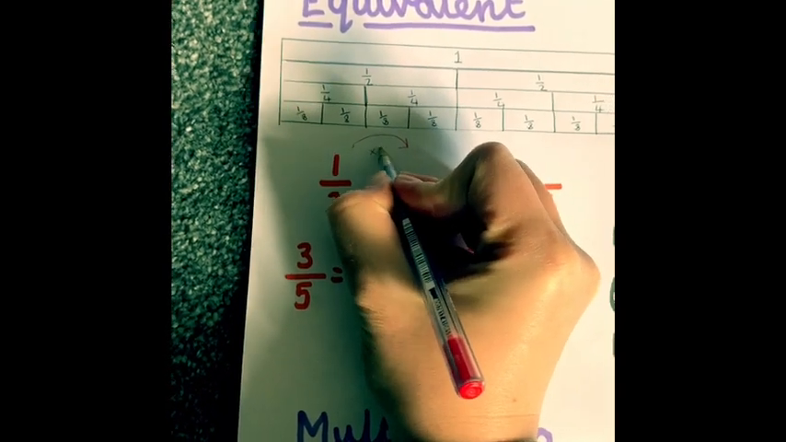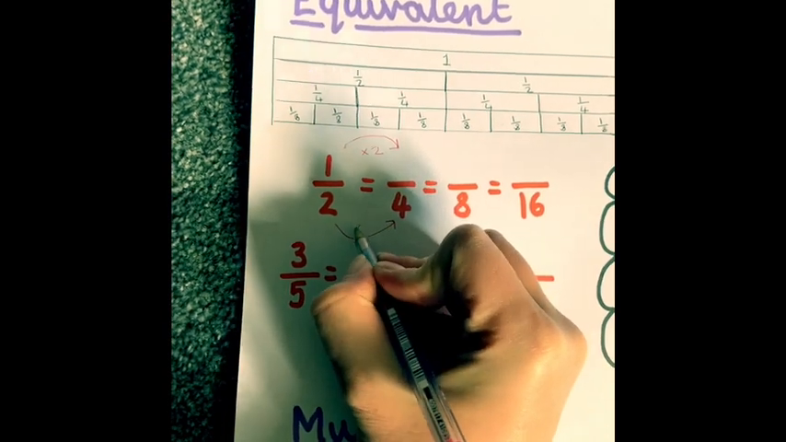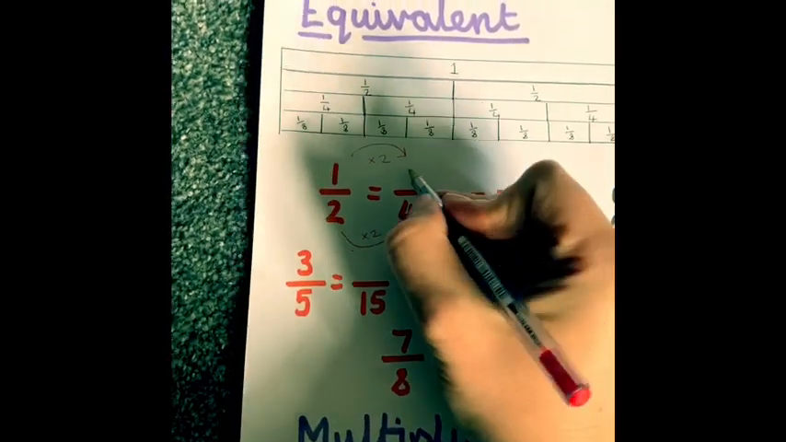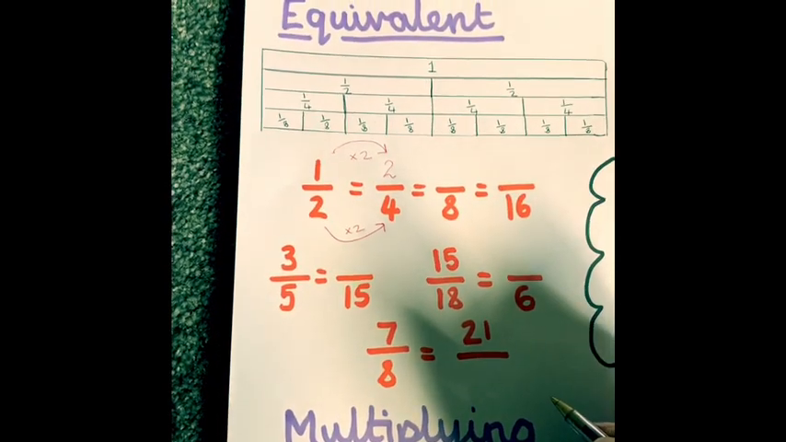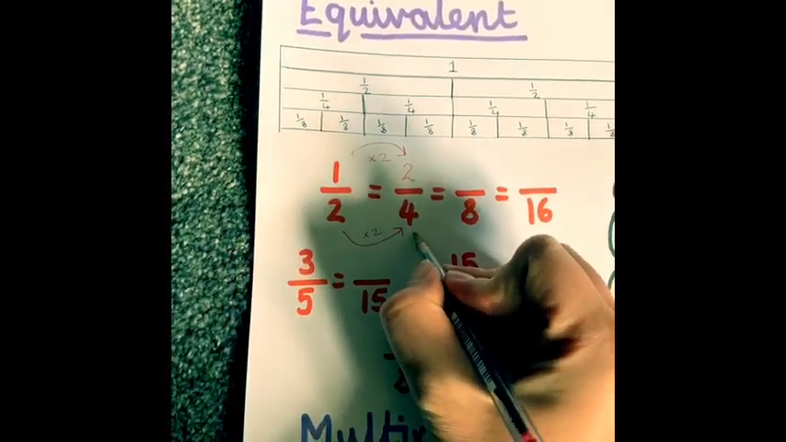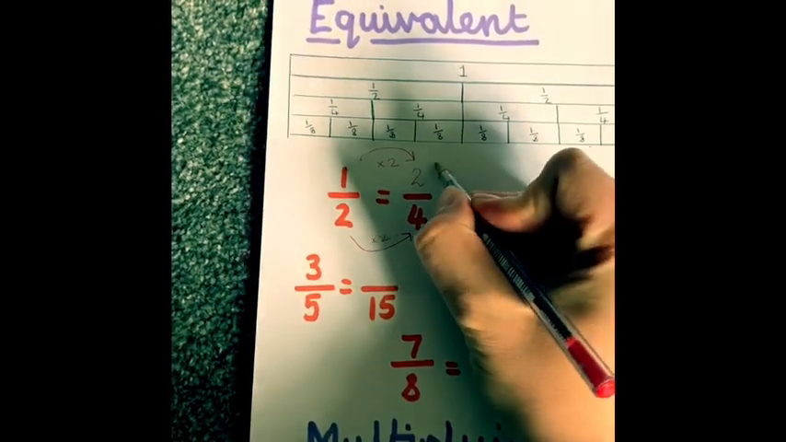But sometimes we don't have that fraction wall. So as you can see, I've written the fractions out, but haven't put the numerators, because we need to work that out ourselves. So the first one we're looking at is the 2 and the 4. So we know that 2 times 2 is 4, so I have to do the same to the numerator. I have to times that numerator by 2 as well. So that would be 1 times 2, which is 2.